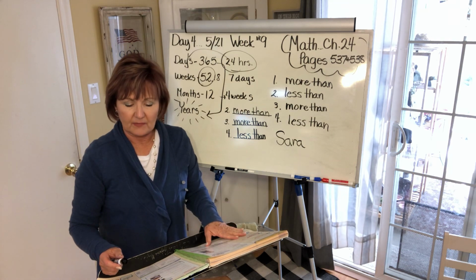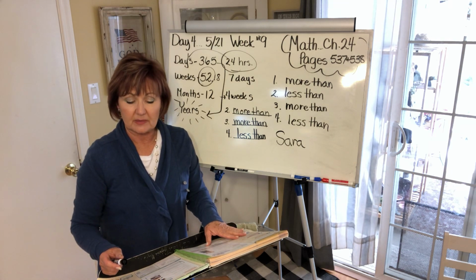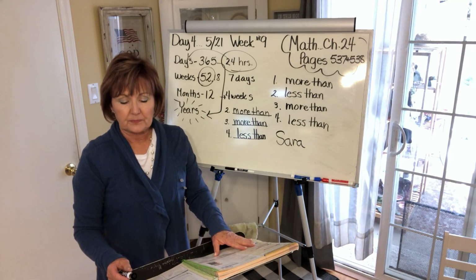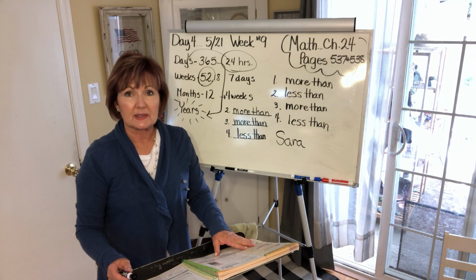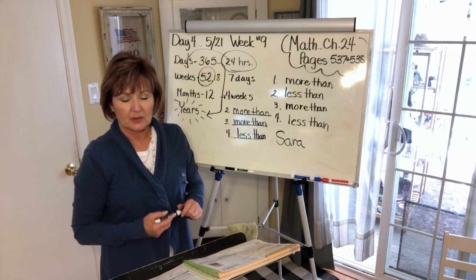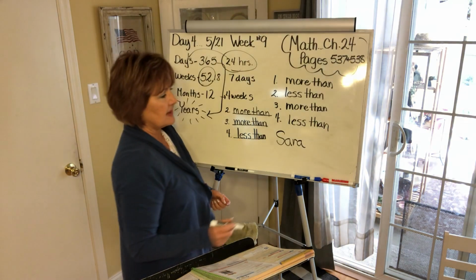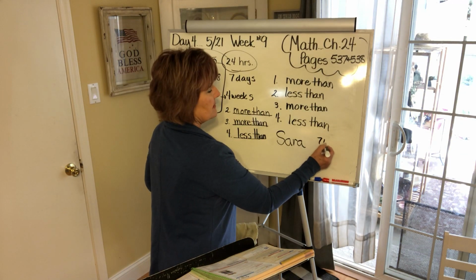Number 6, Wesley was at camp for 3 weeks. Mark was at camp for 19 days. You got to think. Who was at camp for a greater amount of time? How many days are in a week? 7. Okay, so if you have 19 days, how many 7s is that? What's 7 plus 7?